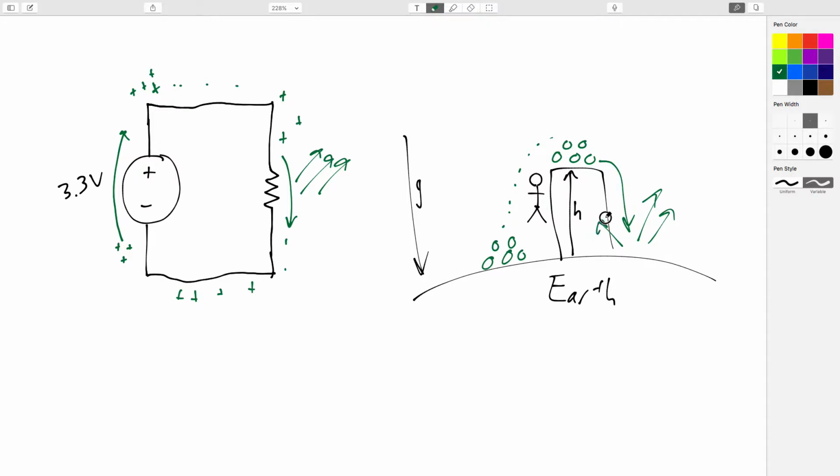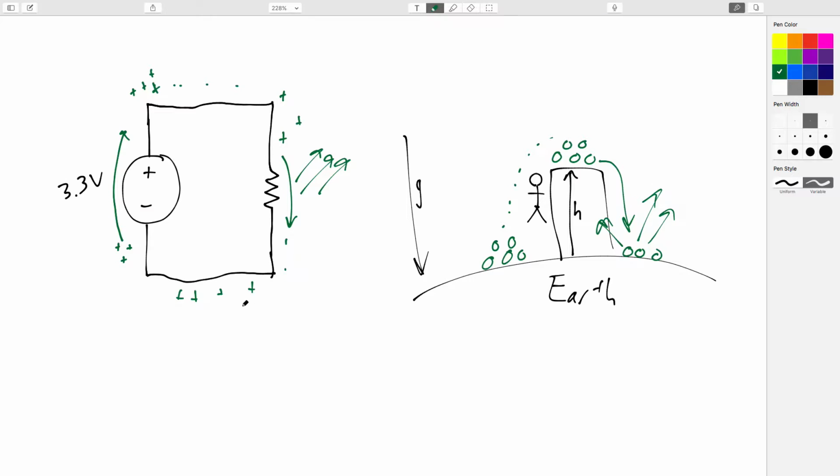Okay, energy goes out, and then those balls, once they are back down here, are at the same energy state as the balls right here. And this is exactly what's happening in an electronic circuit. The charges are down here. They're given energy, and then they release that energy through the resistor.